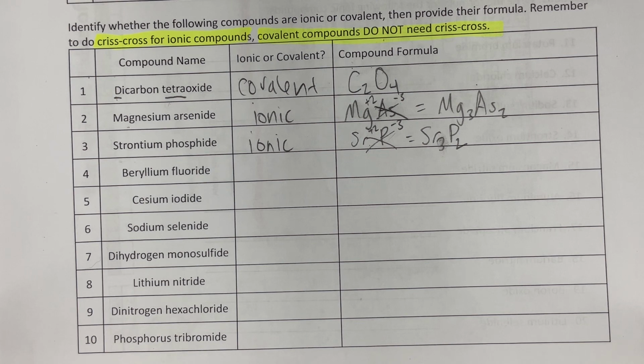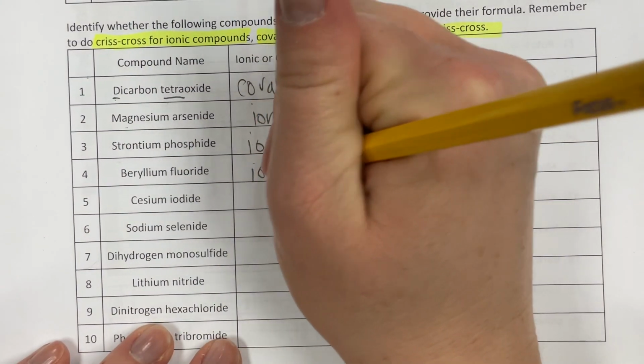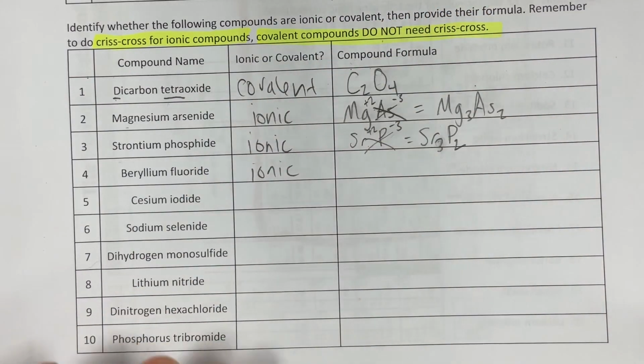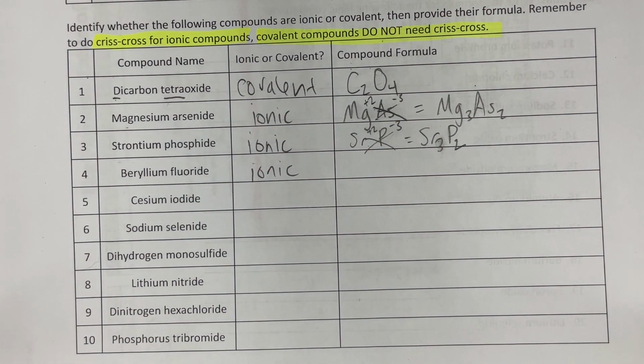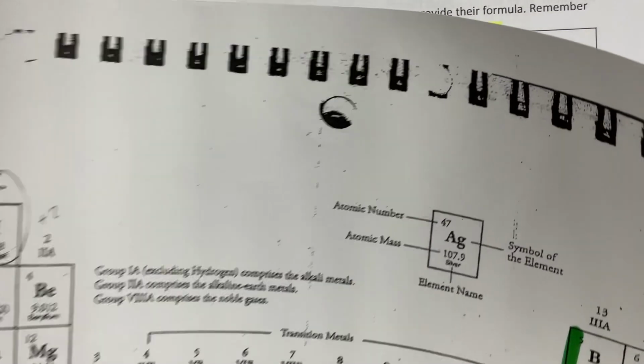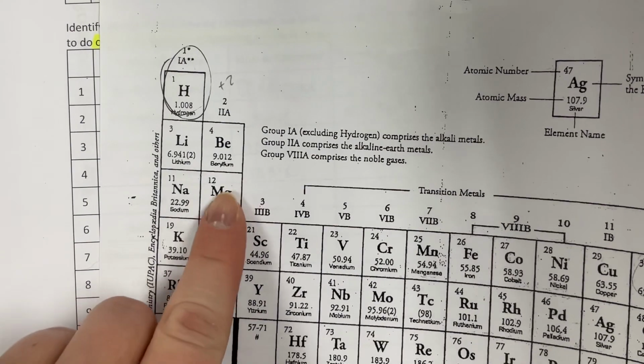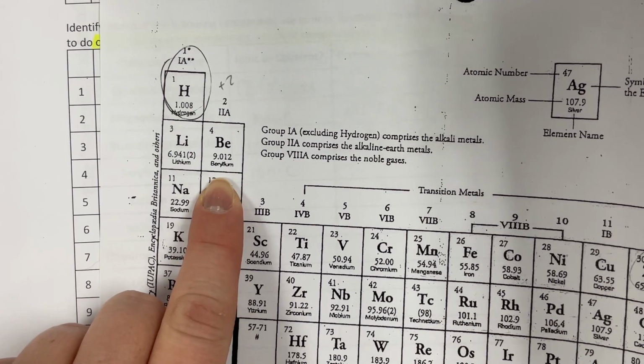Beryllium fluoride. Okay, is that going to be ionic or covalent? Ionic, how do you know? Yeah, it's just normal. There's no prefixes on it. Good. Okay, so beryllium, that's Be on the periodic table. What column is that in? Beryllium, Be. It's in column 2.